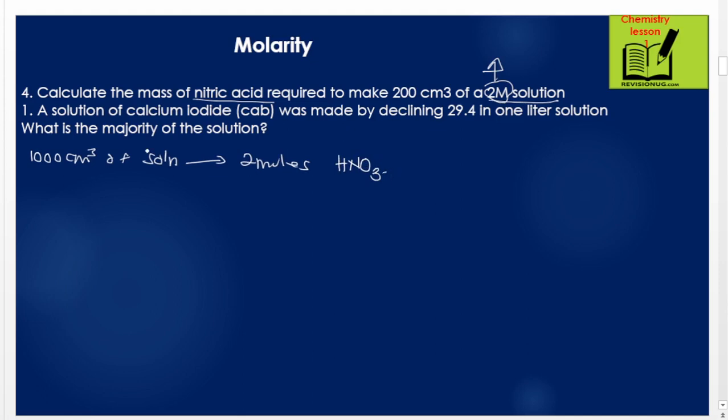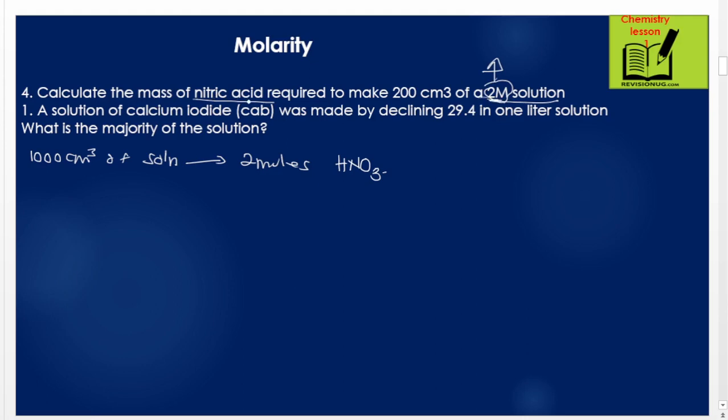Then you continue. Then now the question says a solution of calcium iodide. No, this question was wrongly said. Sorry, it is a combined question. This one says calculate the mass of nitric acid required to make, right? Now, so from here we have put this into interpretation. Then we are coming to the question.